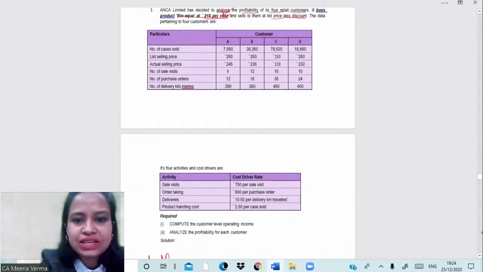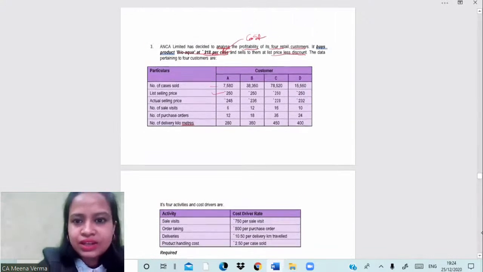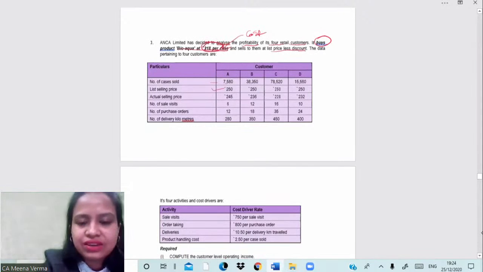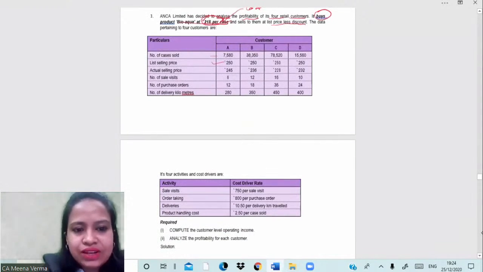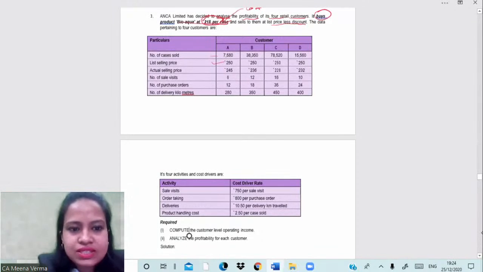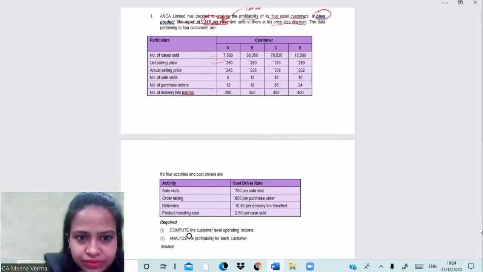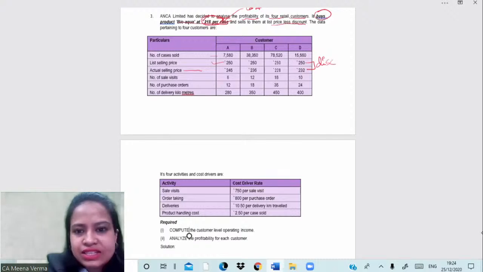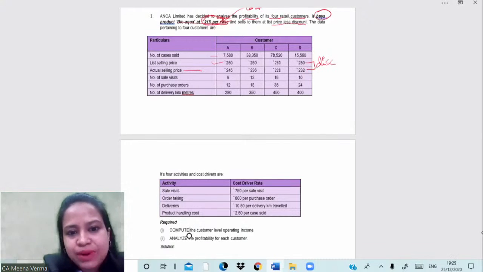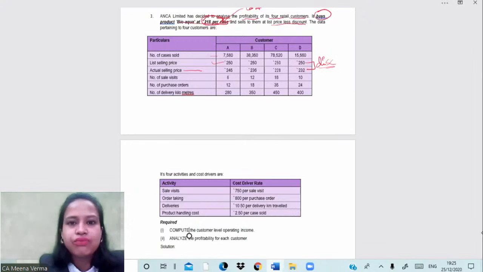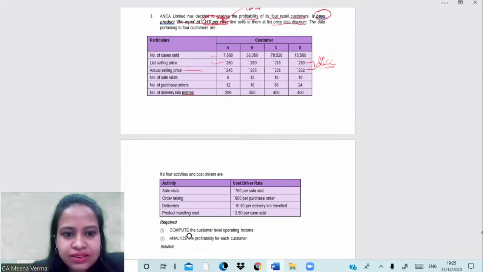The number of cases sold, the number of units which they are selling, is given. The selling price per unit is given here. The cost is given here; variable cost, we will consider this as direct cost. Then we have the list selling price and the actual selling price per unit. It means there is a discount in between. The difference is the discount which we are offering to the customer. That is why the actual selling price is different.